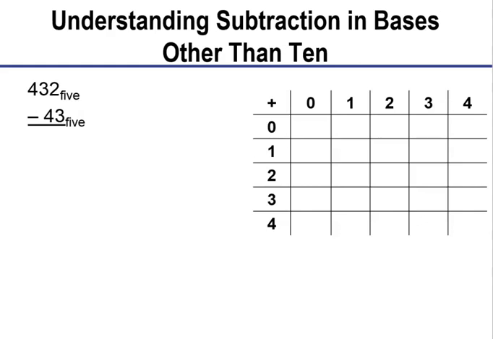So when you complete this table, notice you're adding 0 plus 0. 0 plus 0 is 0. 0 plus 1 is 1, even in base 5. 0 plus 2 is 2. 0 plus 3 is 3. And 0 plus 4 is 4. Why doesn't it go any higher? Because remember, we're dealing with base 5. Our digits only go between 0 and 4, and that's it.